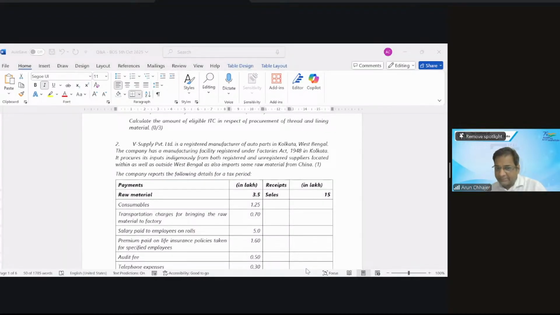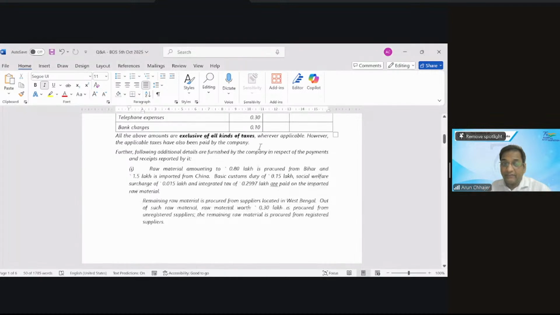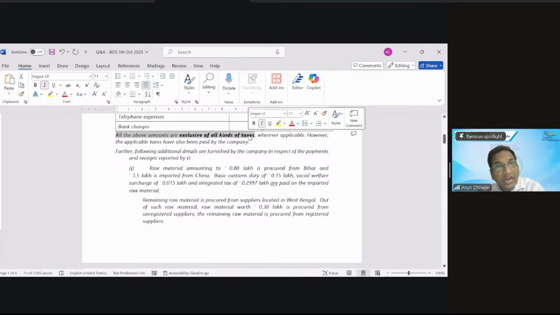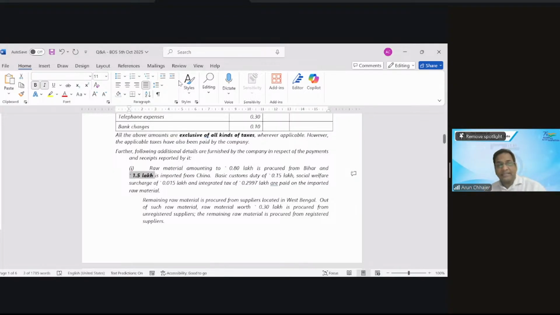It is a part of the taxable value as per Customs Act. Agreed. See, I have highlighted one important part: all the above amounts are exclusive of all kinds of taxes. All kinds of taxes, meaning thereby the... clear? Is that clear?